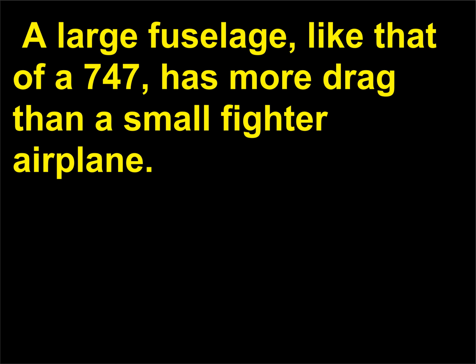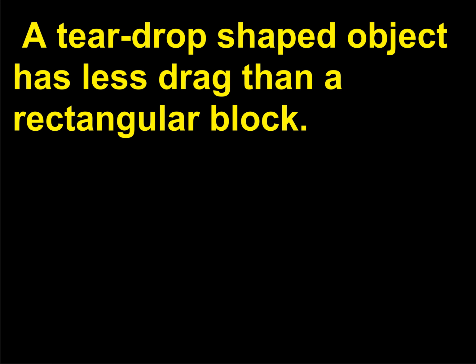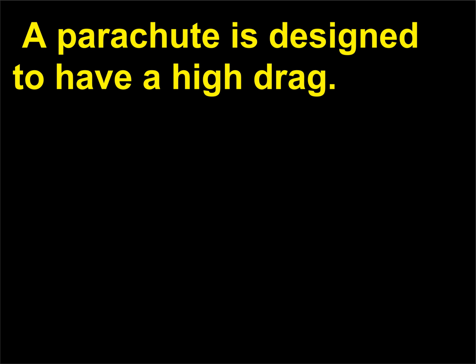A large fuselage, like that of a 747, has more drag than a small fighter airplane. A teardrop-shaped object has less drag than a rectangular block. A parachute is designed to have a high drag.